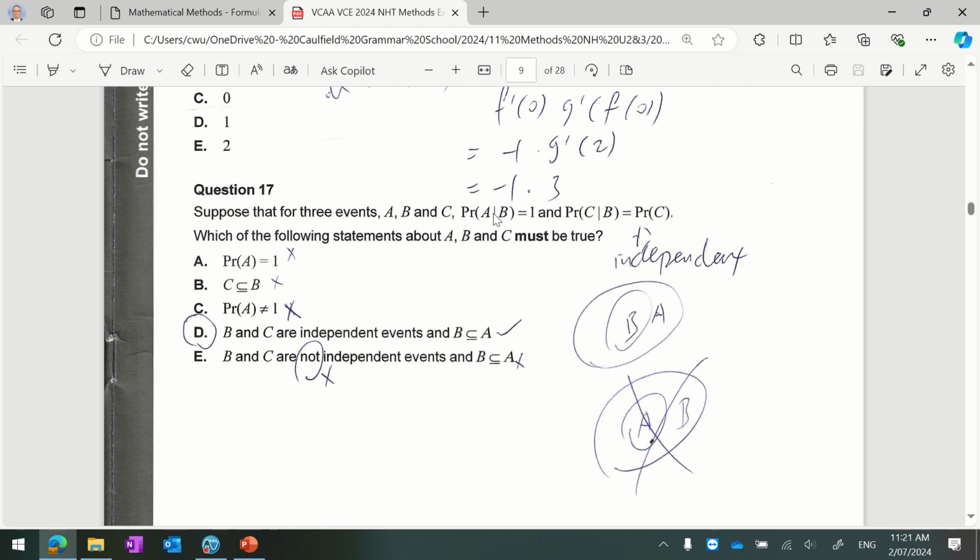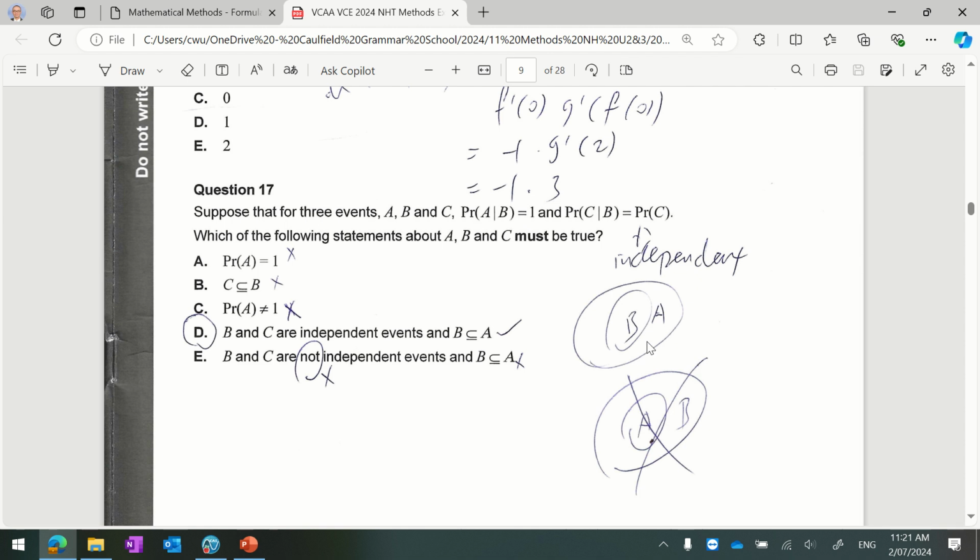If B has already happened, the probability of A happening is for sure. Right? So let me repeat. It means after B has happened, the probability of A happening is 100%. It is certainly going to happen. Event A is completely certainly going to happen after B has happened.